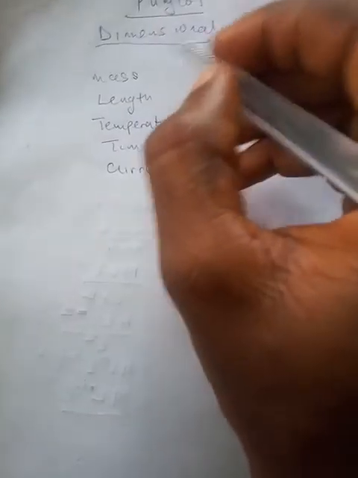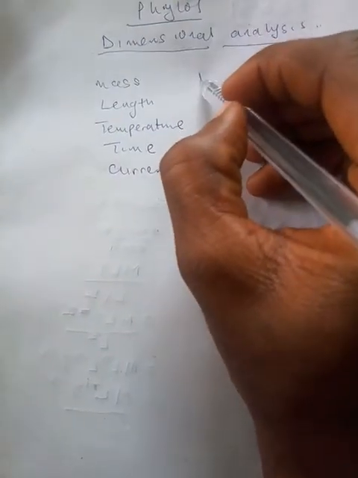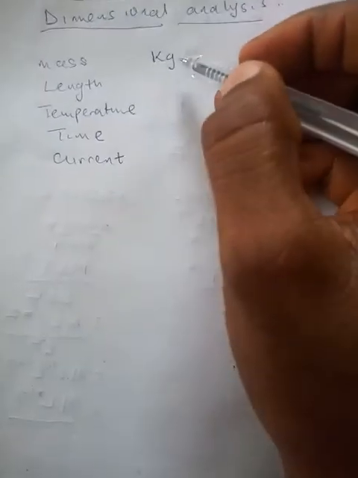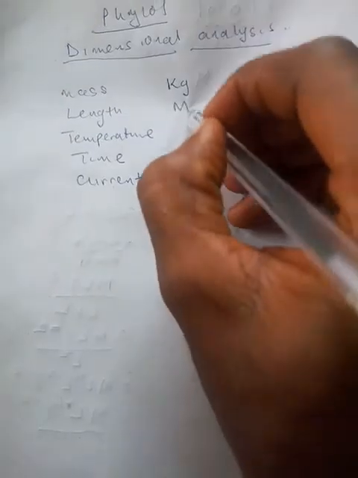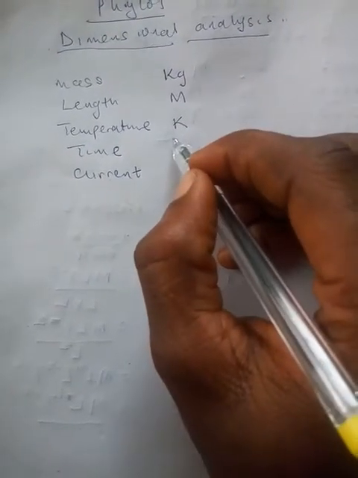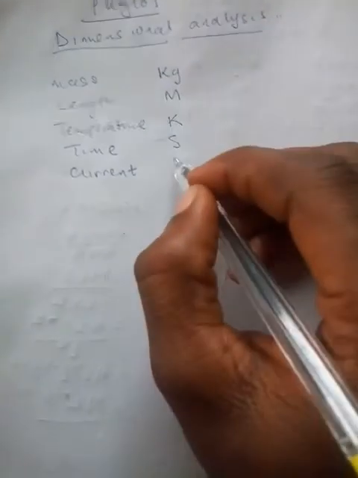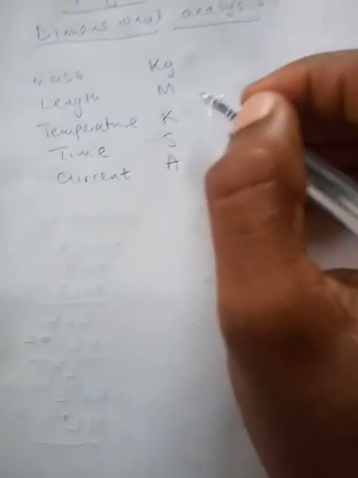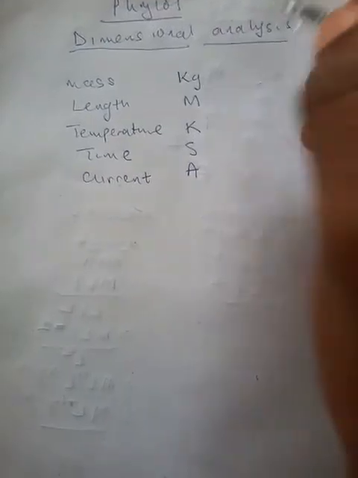And the basic unit for each: mass is measured in what? In kg, that is the standard. Length is measured in meters. Temperature is measured in Kelvin. Time is measured in seconds. And current in amperes. And each of these has its own dimension.